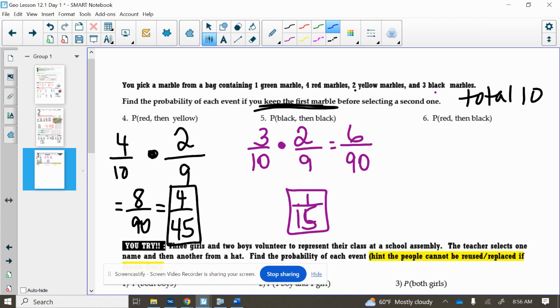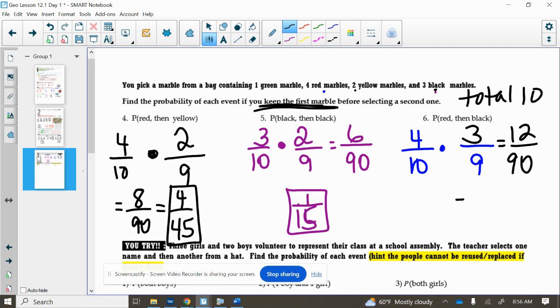All right, last but not least, if we are pulling a red first, our probability of a red first, that's 4 out of the 10. Again, we only have 9 marbles left, and then to pull a black, there still are 3 left to potentially pull there. So 12 over 90 on this one reduces to be 2 over 15.